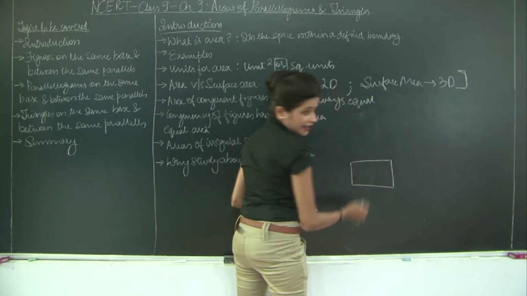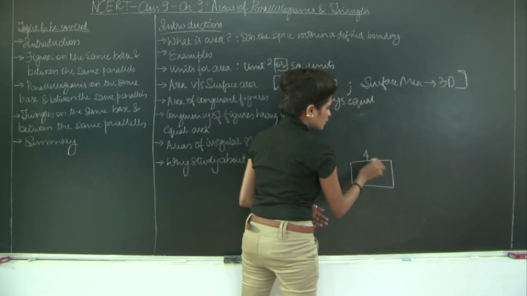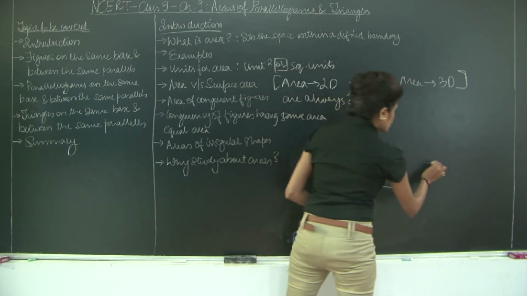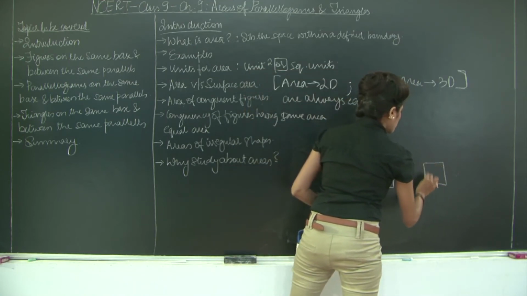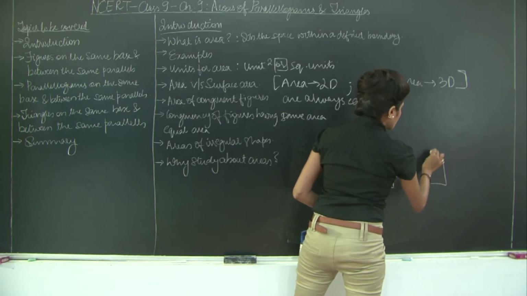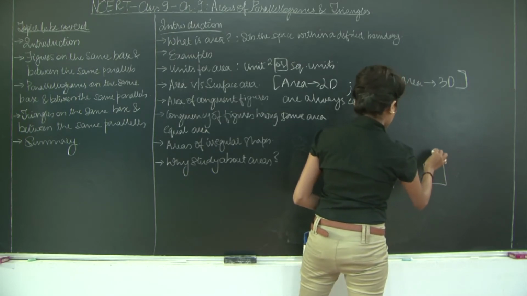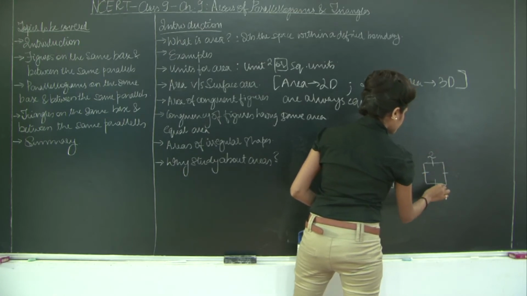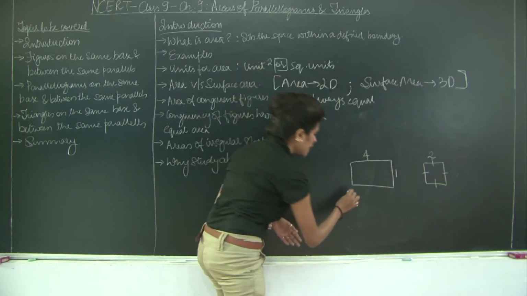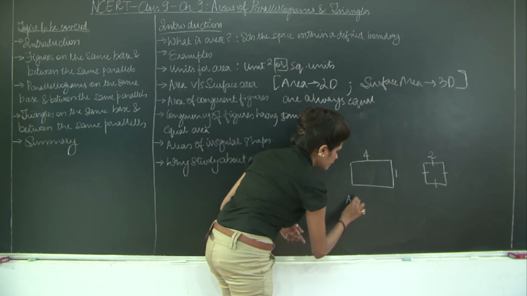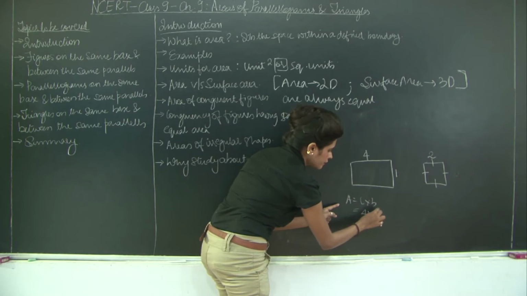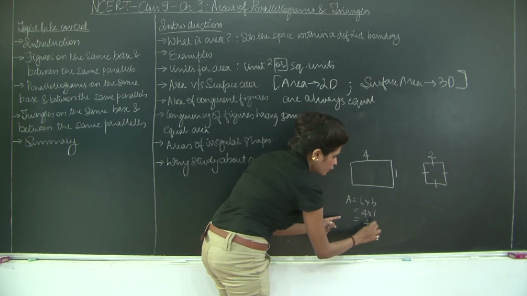So again, I am giving you an example. Let's say I have a rectangle whose length is 4 units and breadth is, let's say, 1 unit. And I have a square whose side is how much? 2 units. What is the area of the rectangle? The area of the rectangle is length into breadth. So this is going to be 4 into 1, which is equal to 4 units square.